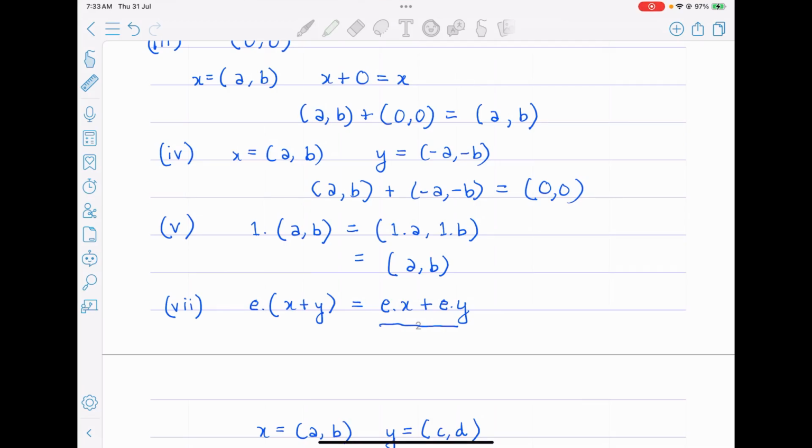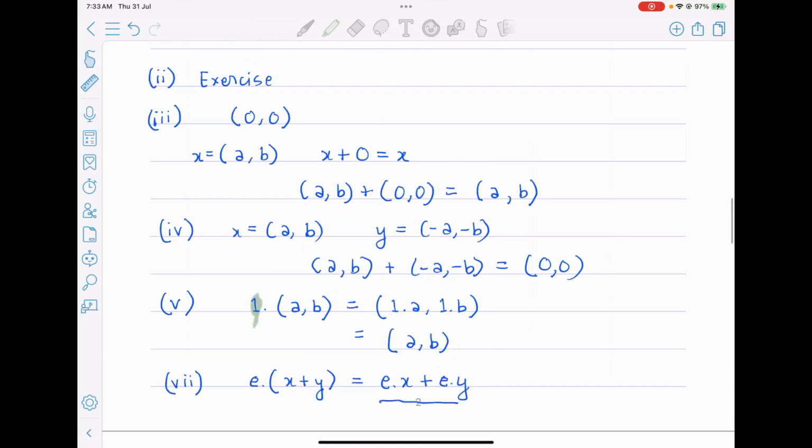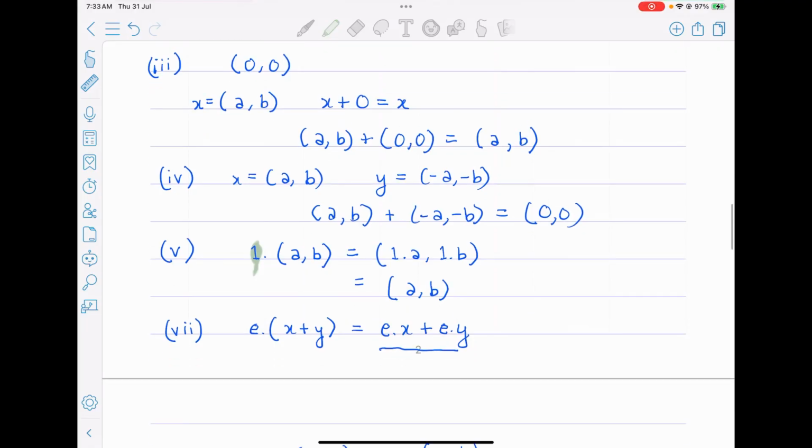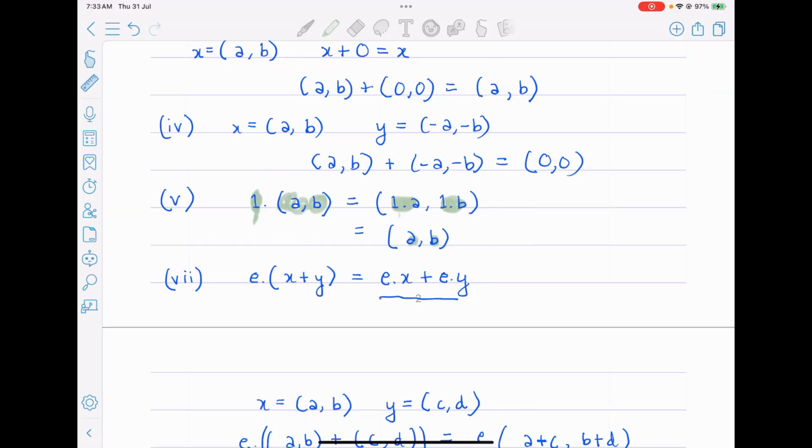Okay, so we have defined c dot this thing. c dot this is equal to (ca, cb). So now we want to verify 1 dot x is equal to x. So this is our x, this is our 1. So 1 dot x is equal to, as per our definition, (1a, 1b). And now 1 into a is a, these are real numbers, so 1 into b is b, and so we get back x. So the fifth is verified.